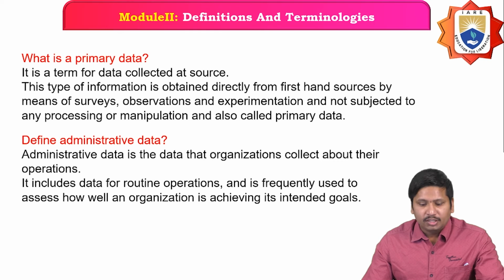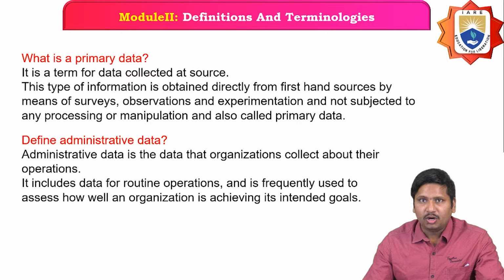So in this video, I'm going to discuss the definitions and terminologies in the data management and representation subject. The very first thing is, what is primary data? Primary data is a term for data collected at source. This type of information can be obtained directly from first-hand sources by means of surveys, observations, and experimentation, and is not subjected to any processing or manipulation.